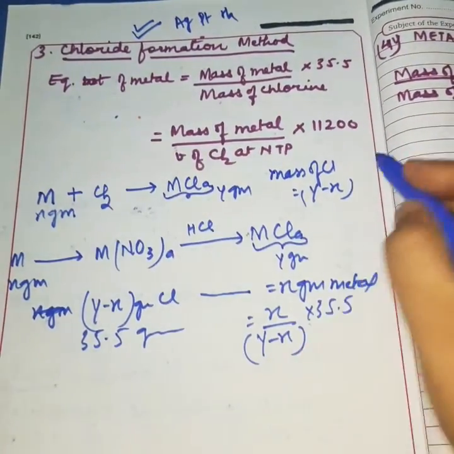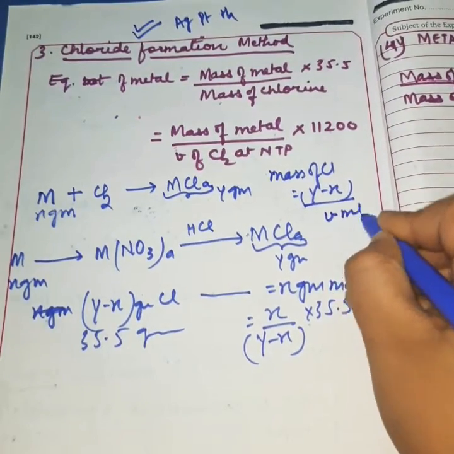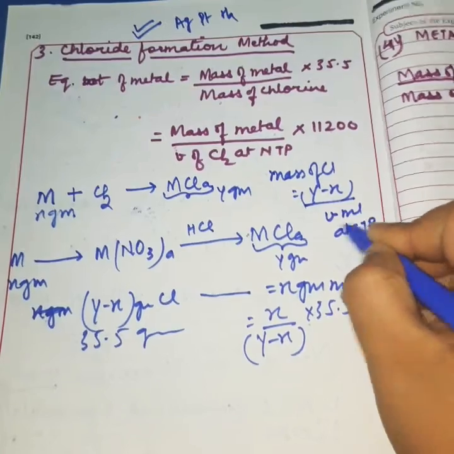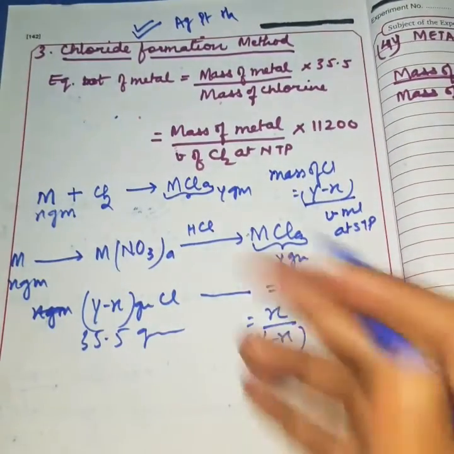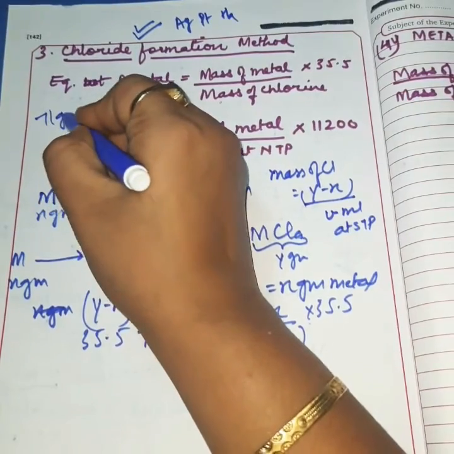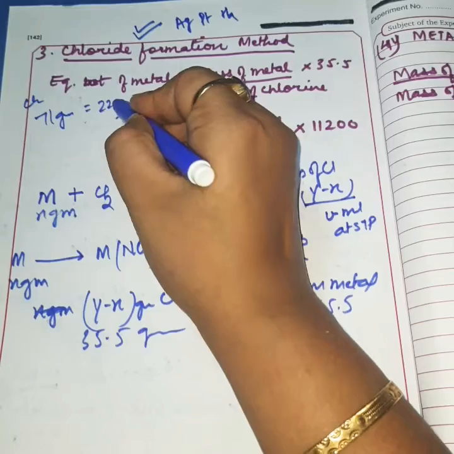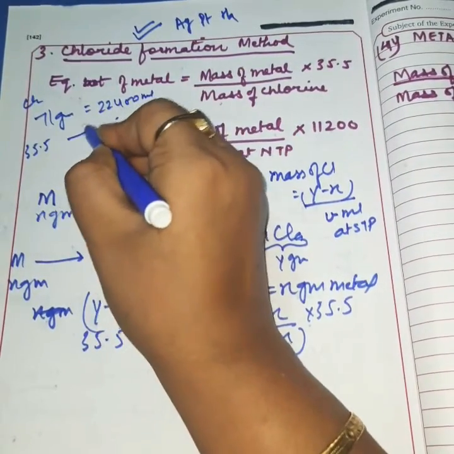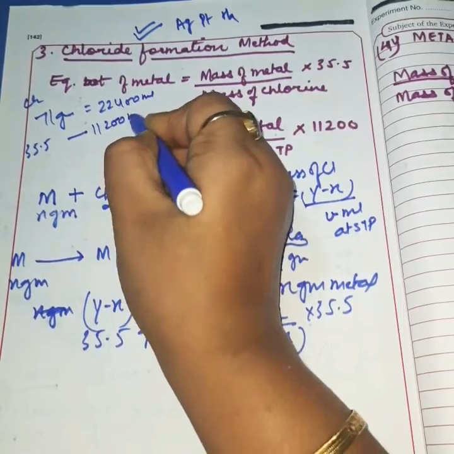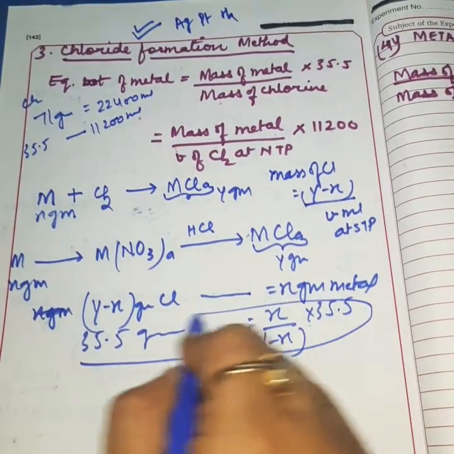Now suppose this Y minus X gram has volume V ml at STP. Now 35.5 gram will have how much volume at STP? Now we know 71 gram, that is the molecular mass of Cl2, has volume 22,400 ml. So 35.5 will have 11,200 ml. So now in place of 35.5 gram, this step I am changing.